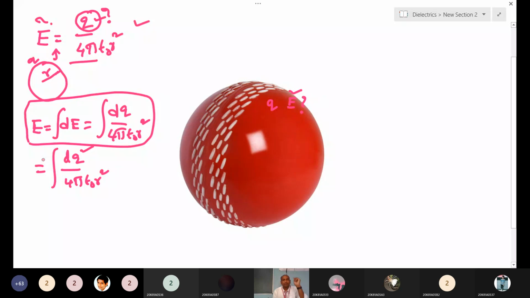Can we write this? Suppose, yes sir, in this derivation the integration and derivative will cancel out, and we'll get the same formula, right? So we can write it this way. Now our job is to estimate dq on the sphere.